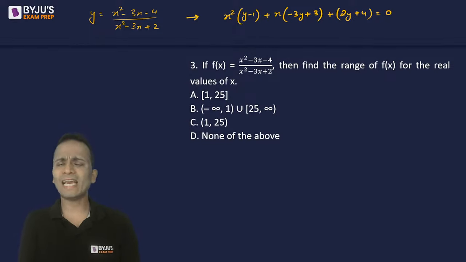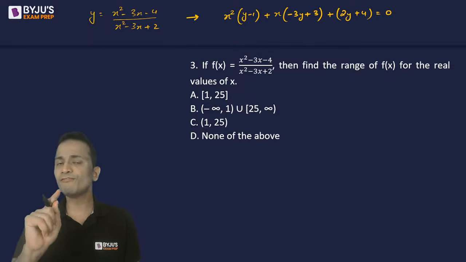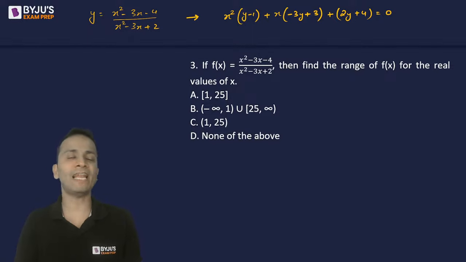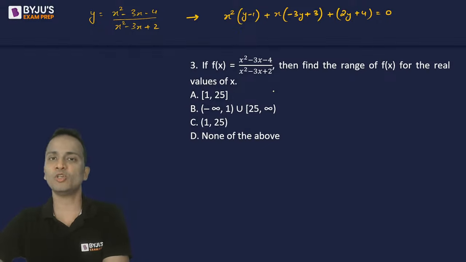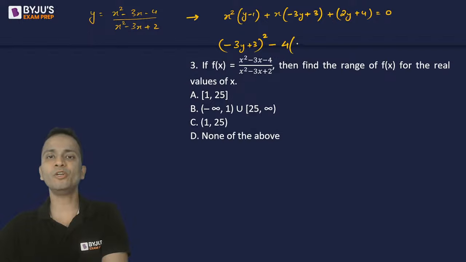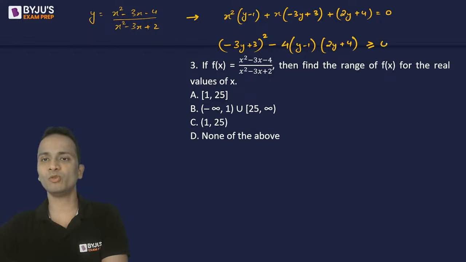Now it is given that x is real. So if this equation has real values of x, then I can say that the discriminant b square minus 4ac should be greater than or equal to 0. So I'll write the discriminant here, b square, that is minus 3y plus 3 whole square, minus 4 into a into c. Be careful with plus and minus signs, greater than or equal to 0.